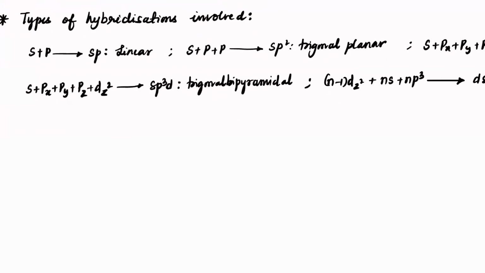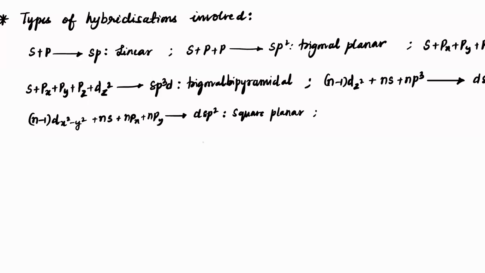Another one which you will notice is the n minus 1 d orbital. Which d orbital? That has to be very specific here. That is x square minus y square. That has to be mixed with s, then px and py. Only mixing of these orbitals will give you, let me rewrite, ns plus npx and npy. Mixing these, you will get the hybridized orbital as dsp2, and dsp2 is square planar. This is going to be square planar geometry.